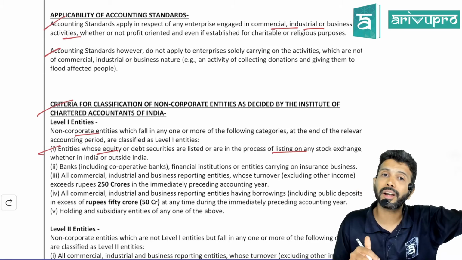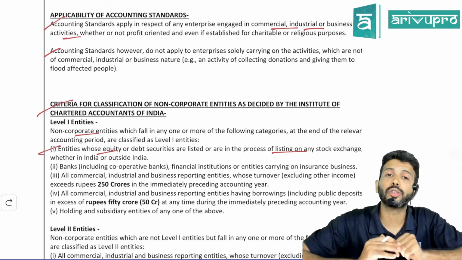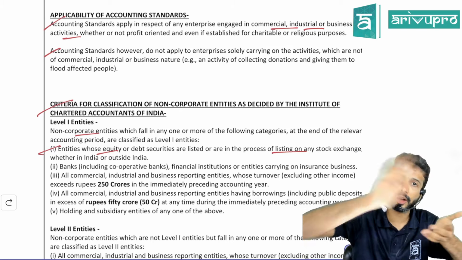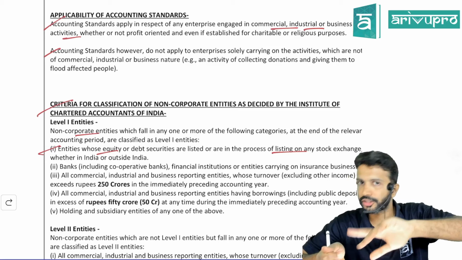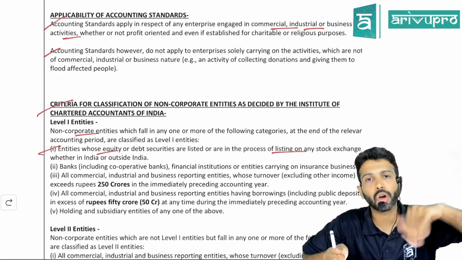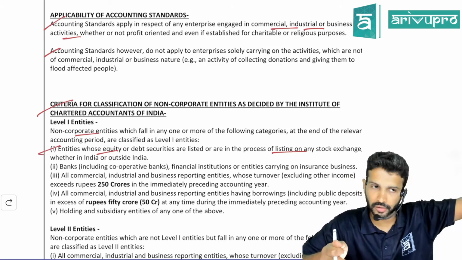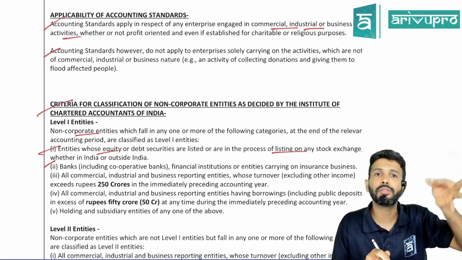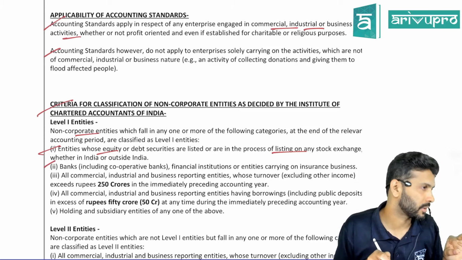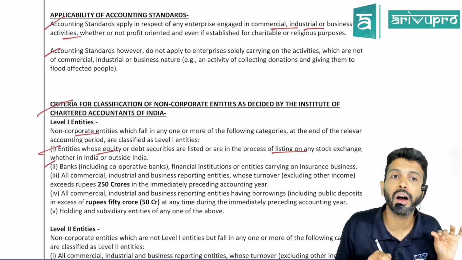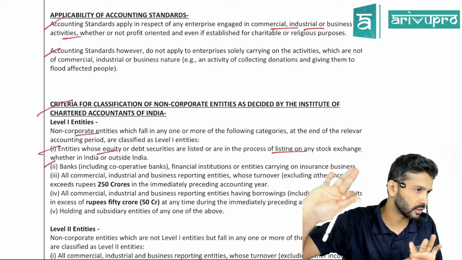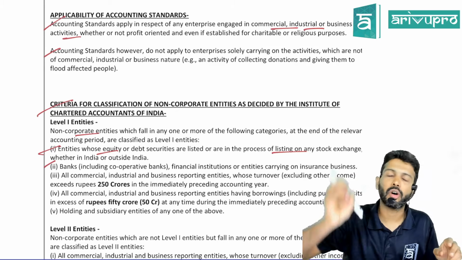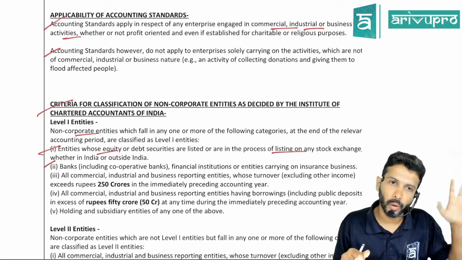So what is the first limit? Level 1 entities are those entities which are already listed. Listed could be related to equity instruments or debt instruments. It could be in India or abroad. You're already listed or you're in the process of listing. All those entities come under level 1. Second one, if you are a bank, an insurance company, or an NBFC, a finance company, you're automatically a level 1 entity. You don't have to check anything else.